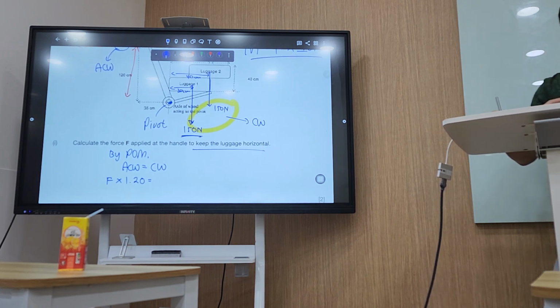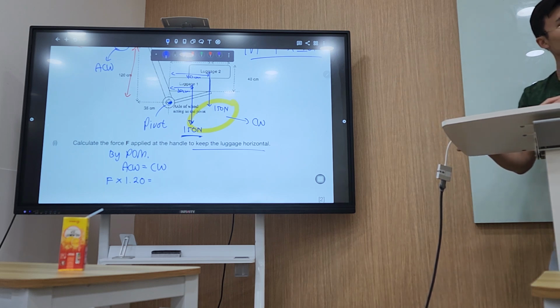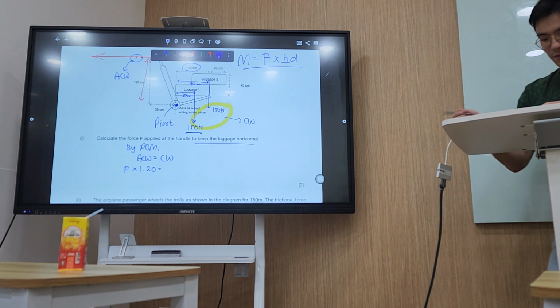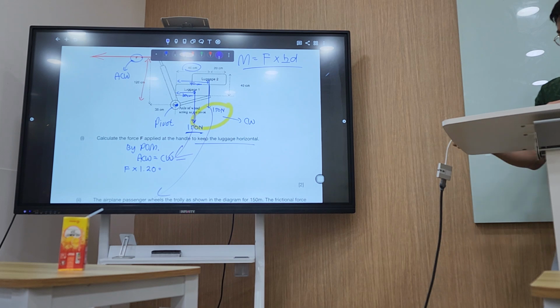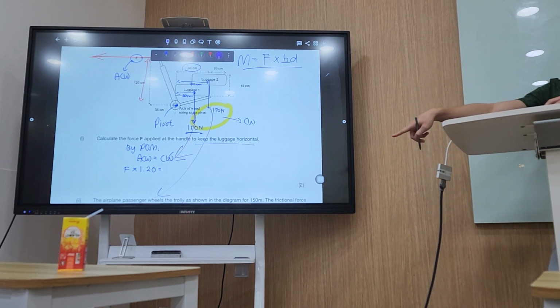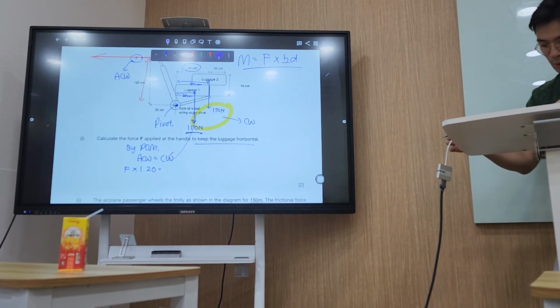This 150 newtons, is it clockwise? Is it providing a clockwise moment on the trolley? No? Yes? Are you sure? Why? Because if you exert the force, this one is going to go this way. Same as for this one. This one also goes this way. Clockwise.